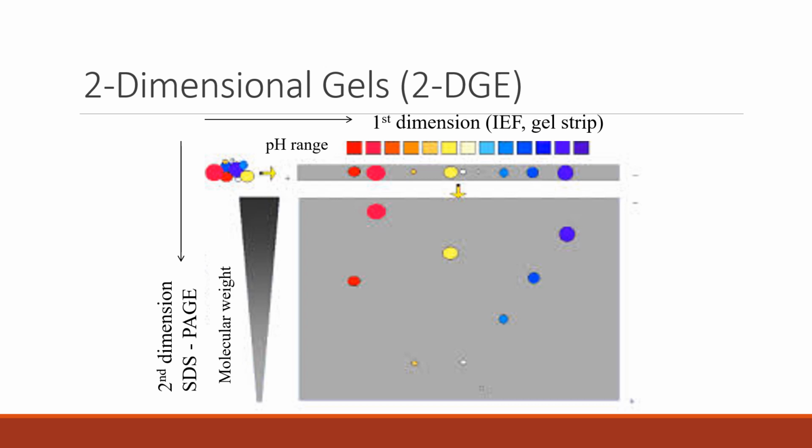Once we've done that, we've separated them that way. We then lay that isoelectric focusing strip onto the top, and then run an SDS-PAGE, where we use the SDS to denature the proteins and put a uniform charge on all of our individual components. Those can then pass through the second dimension of the gel, and we can separate those by molecular weight.